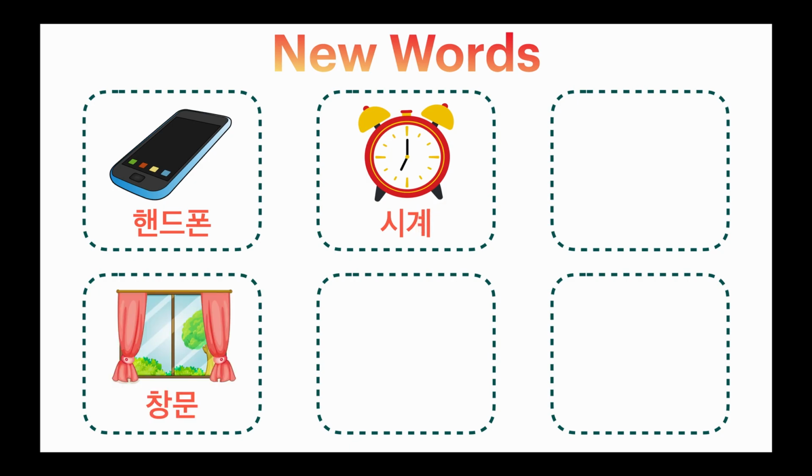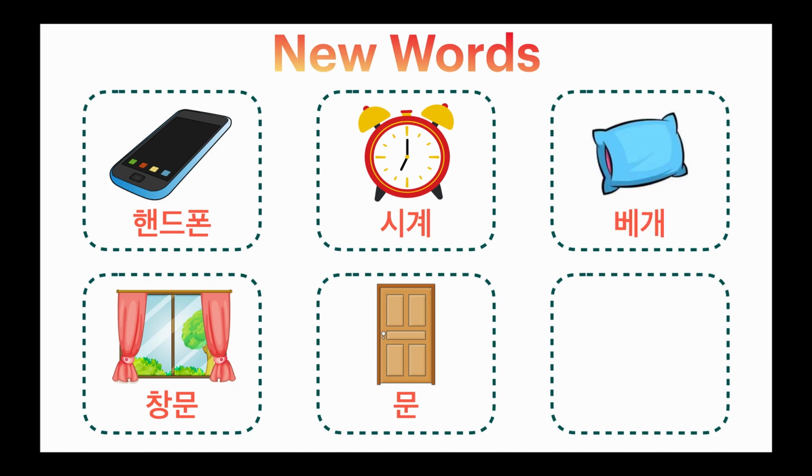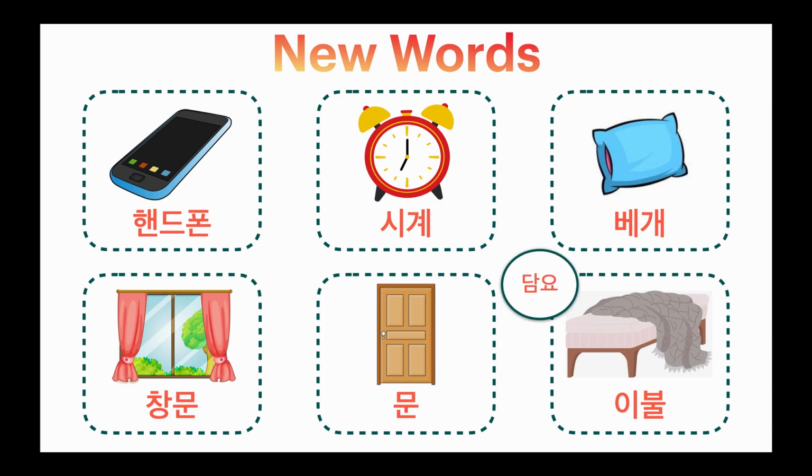Next, we've got 창문, window, 창문. 문, door, 문. 베개, pillow, 베개. And finally, 이불, blanket, 이불. You might also have heard of 담요, which is generally a thinner, lighter blanket that you might snuggle up with on the couch, for example, or take a nap with. Alright, let's get these words up here and let's try.